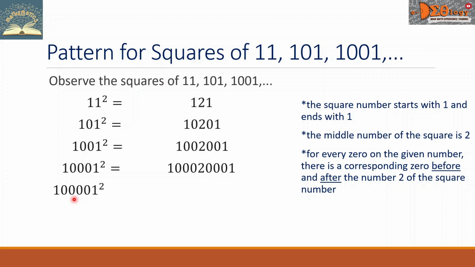Next, 100,001 squared. This is the answer. The square number starts with 1 and ends with 1. The middle number is 2. In the given number, there are 4 zeros here. So we write 4 zeros before number 2 and after the number 2.